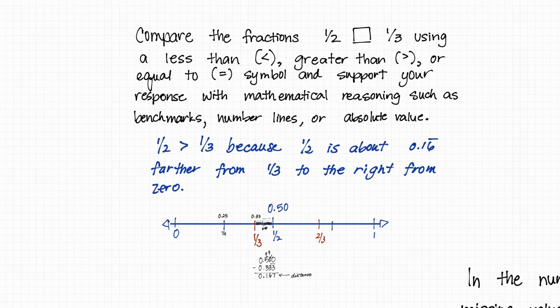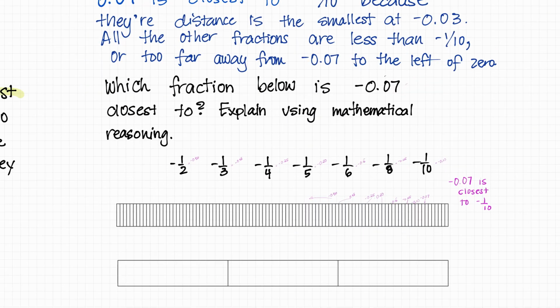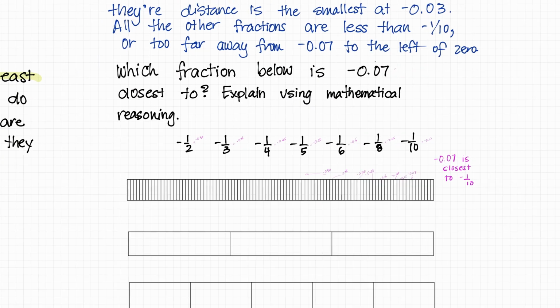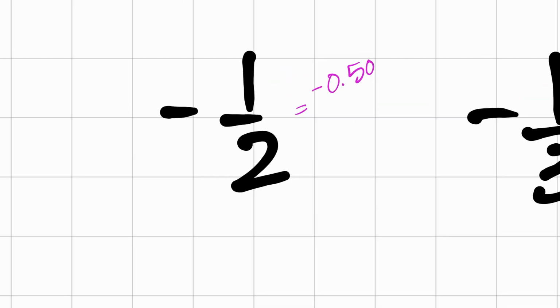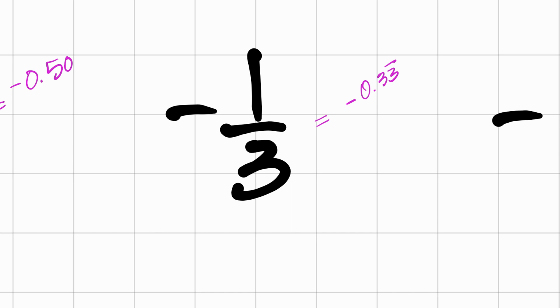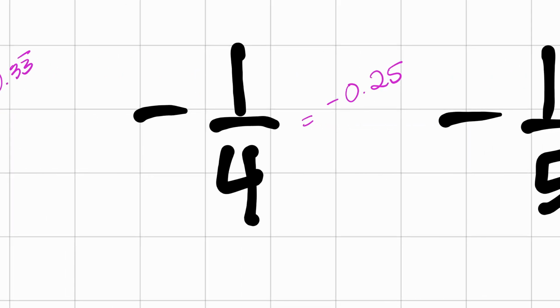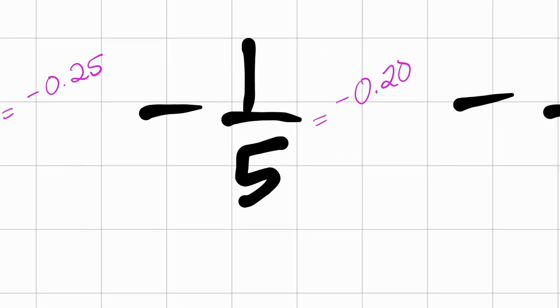Next, you're going to have a problem like this one. Which fraction below is -7/10 closest to? Explain using mathematical reasoning. You're going to be given several fractions just like this. And the best thing to do is convert them into decimals, just like the number that you're given in the problem. Then I can place them in order from least to greatest on the number line.